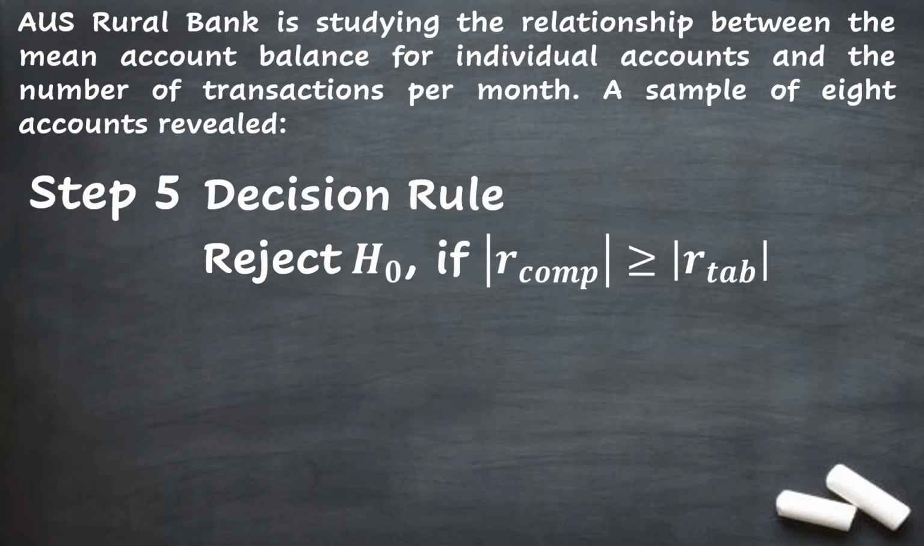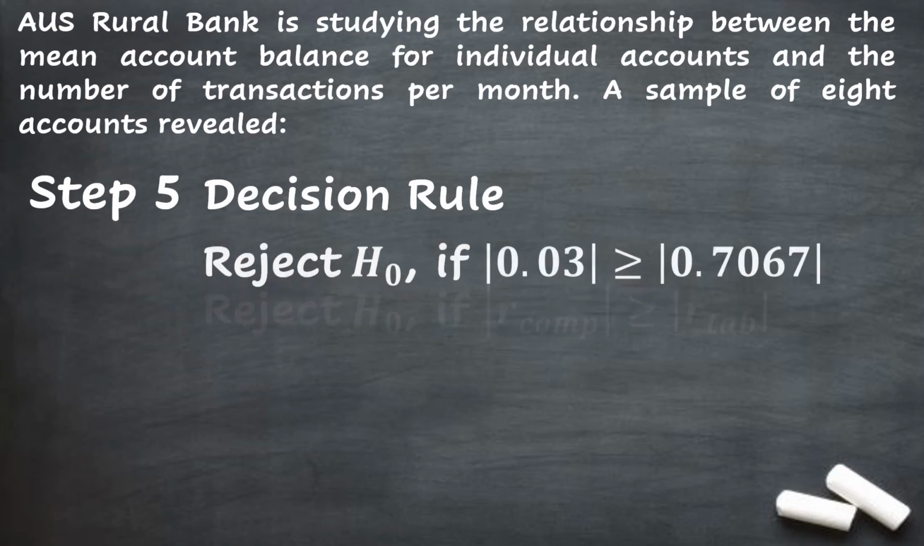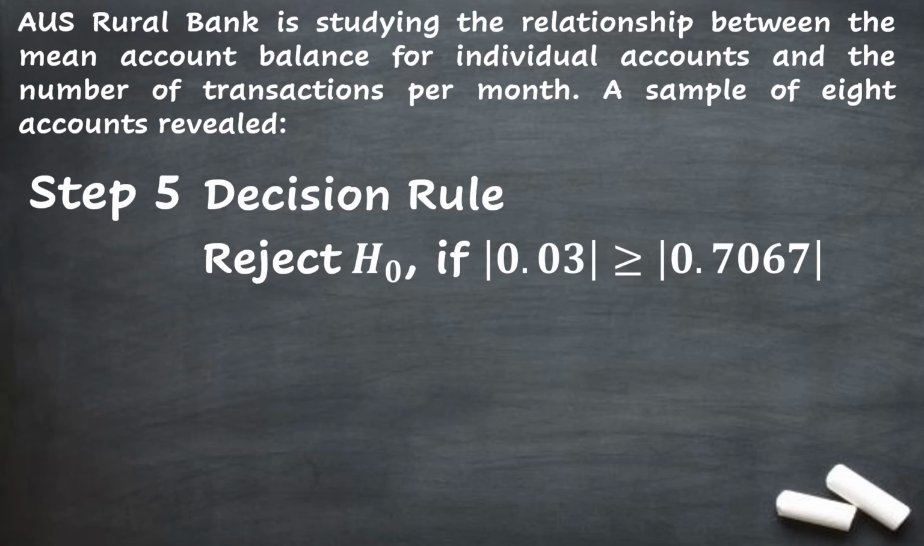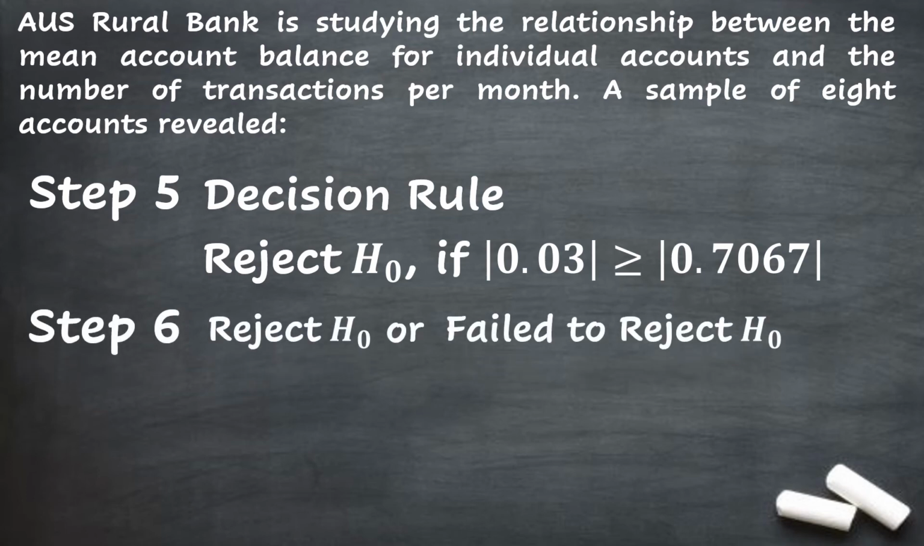Substituting the R computed and R tabular, our decision rule is reject the null hypothesis if the absolute value of 0.03 is greater than or equal to the absolute value of 0.7067. Step 6, identify if we have to reject the null hypothesis or we fail to reject the null hypothesis.